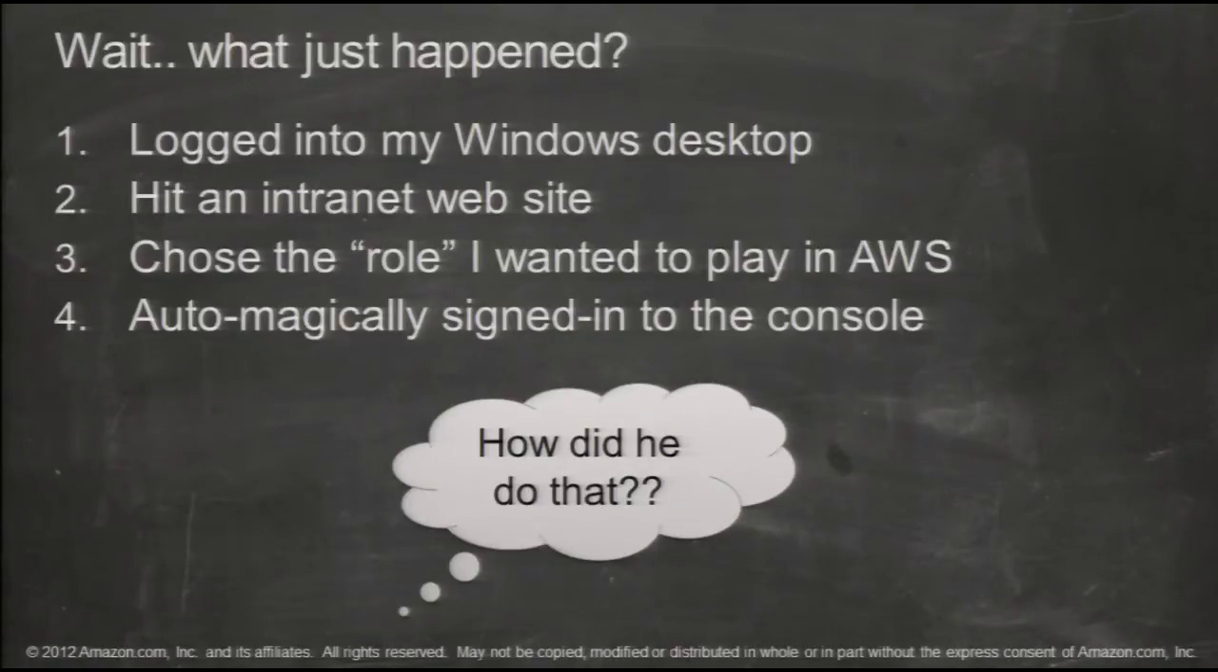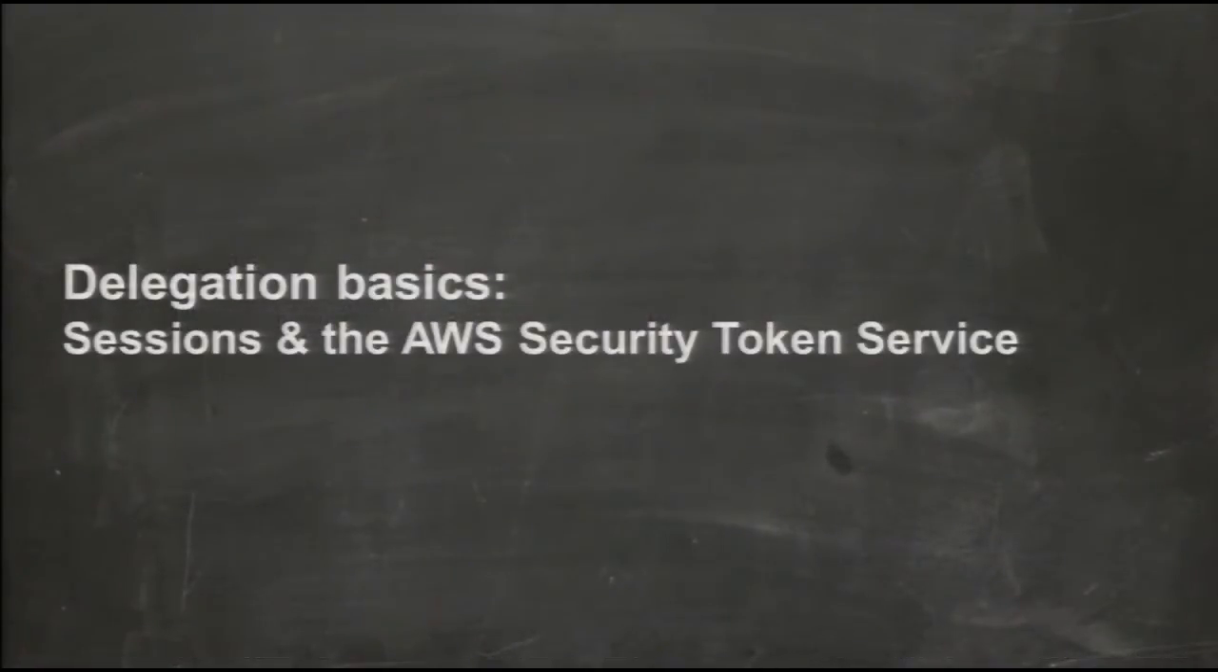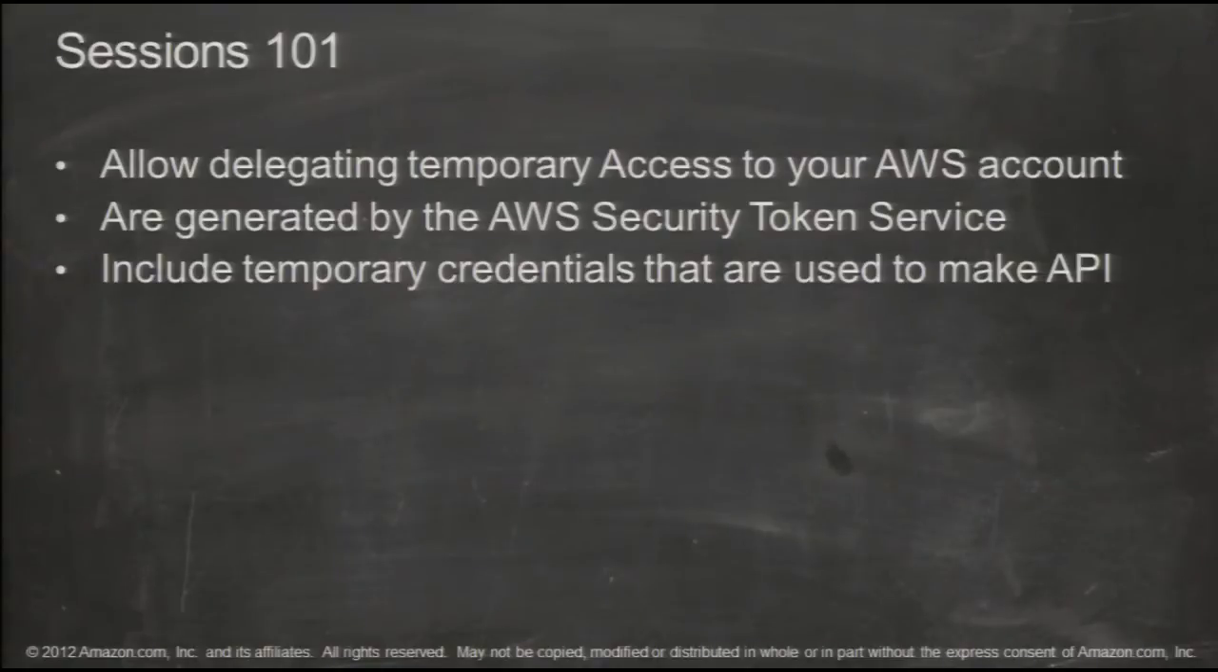And before I get into the bits and bytes of how that works, I want to start at some of the basics. So in order to do this, you need to understand how delegation works, this concept of a session that we have in AWS, and the security token service. So sessions 101. This is basically how you delegate temporary access to your AWS account. All right? These are generated by calling and requesting a session against STS.